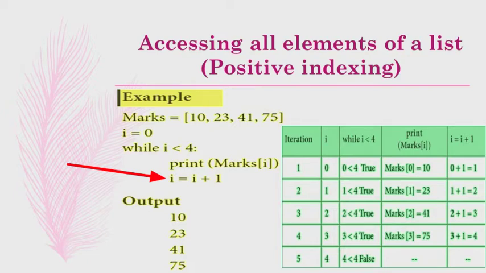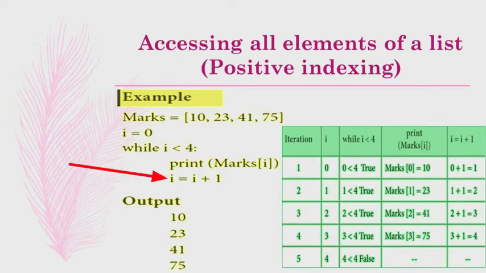So first you have to check the condition. We know that I is equal to 0. What is the initial value of I? 0. So check the condition. 0 is less than 4. True. This condition is true. So you have to print marks 0. Okay, I means what? 0. So which element is stored at 0's position? 10. So 10 will be printed on the output screen.